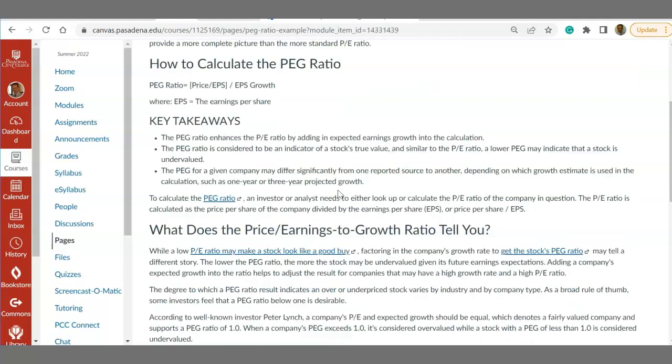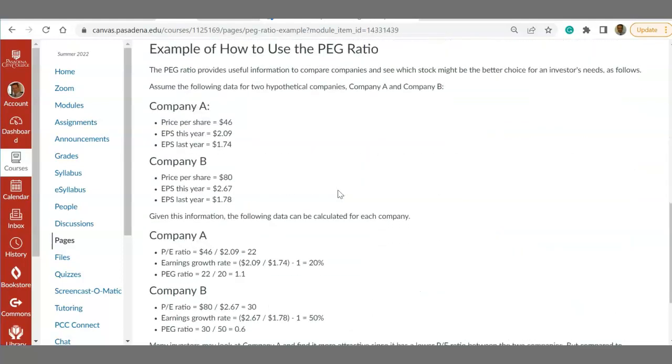Share. So here is an example of a company. It's a good example, and I think you can learn a lot of things from this example and then apply the same thing in your future stock investment and calculation of PEG ratios and understanding it. So the PEG ratio provides useful information to compare companies and see which stock might be a better choice for an investor's need, as follows.